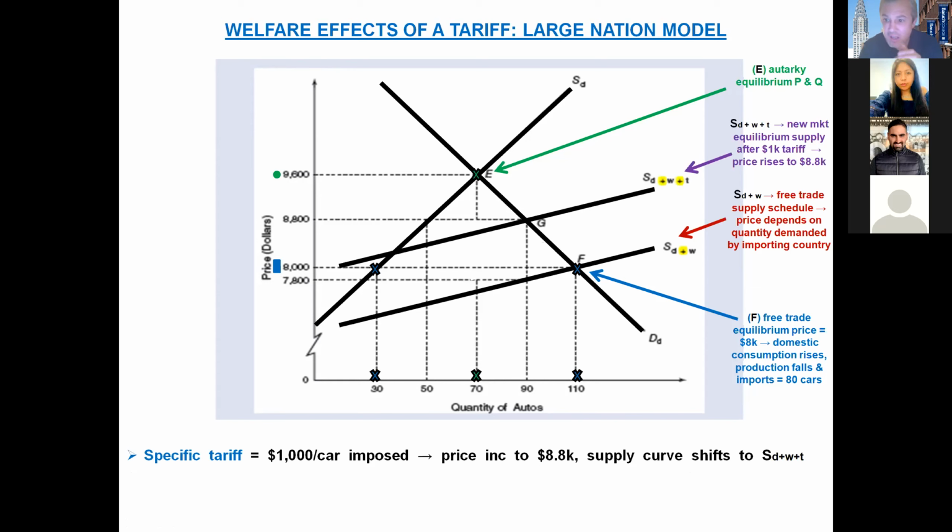Now we see here that as a result of the tariff, the supply curve increases, and we have the new equilibrium supply price of $8,800 a unit.